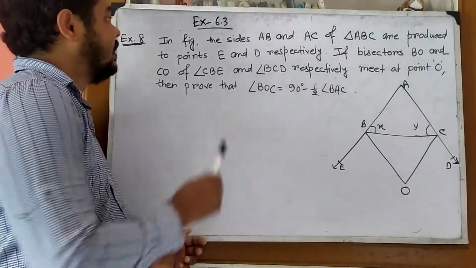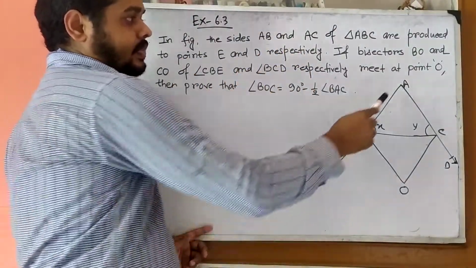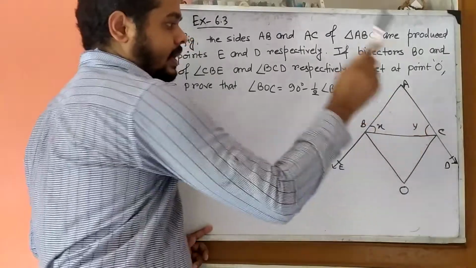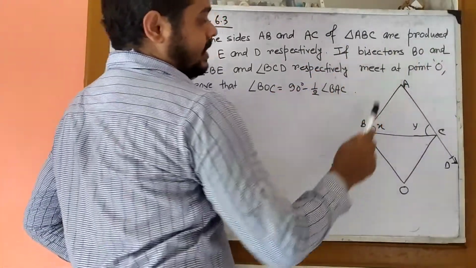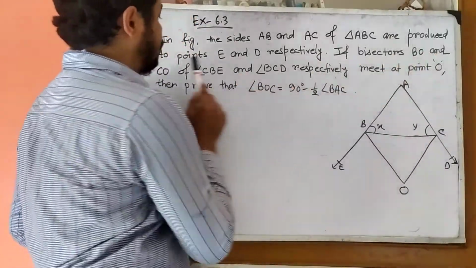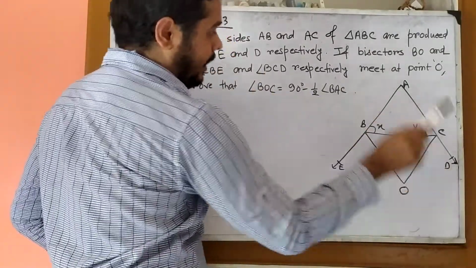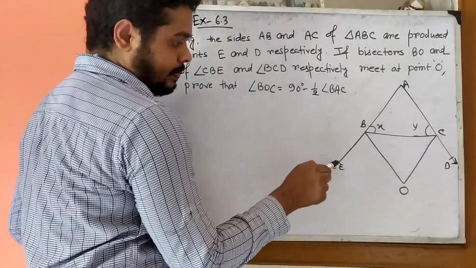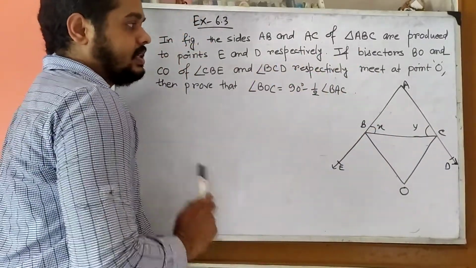Let's start. In the figure, the sides AB and AC of triangle ABC are produced to points E and D. So AB is produced up to point E and AC is produced to point D.